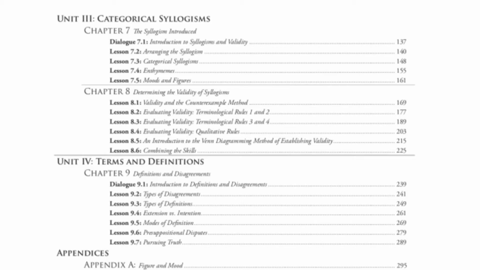Then there's Unit 3 and Unit 4. There are only 4 units in this text. Unit 3 is all about categorical syllogisms. This assumes that you have understood how to translate statements from ordinary form into their strict logic categorical form so that we can build arguments in this very strict way so that we can test them for validity.